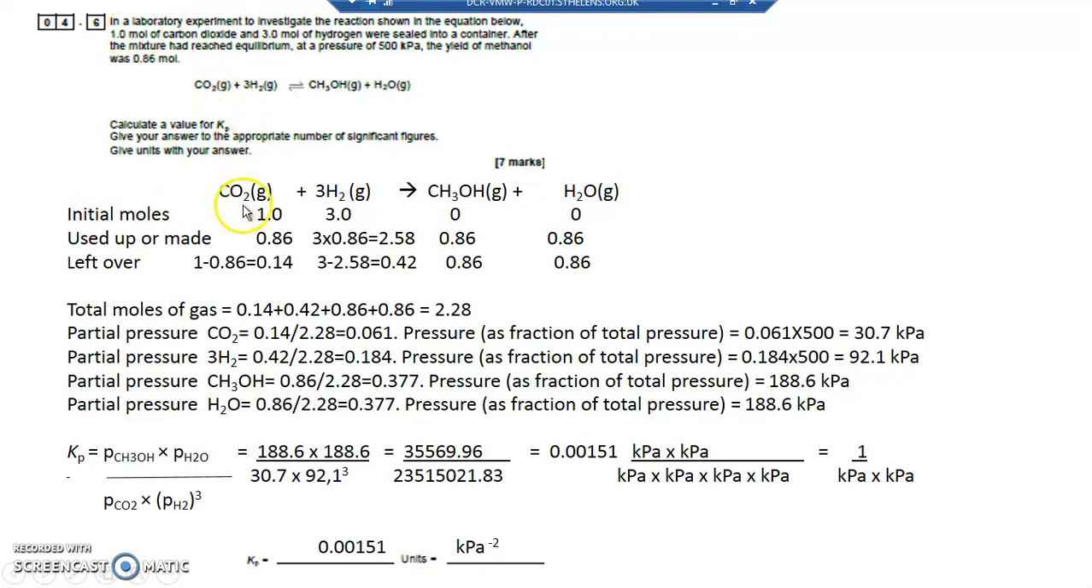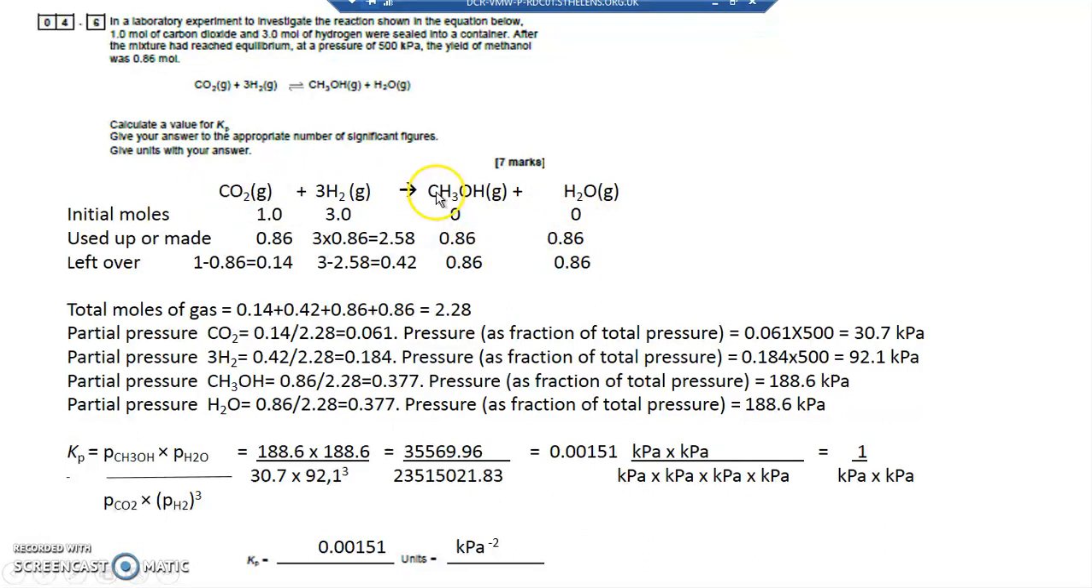Initial number of moles, 1 mole of carbon dioxide, 3 moles of hydrogen. It doesn't mention anything about the methanol and the water, so we haven't got any of those. And at equilibrium, it says the yield of methanol was 0.86, so I've got this value here. Now when 1 mole of methanol's made, 1 mole of water's made, 1 and 1. So one of these and one of these are made at the same time, so this must be 0.86 as well. So they're made in equal amounts.